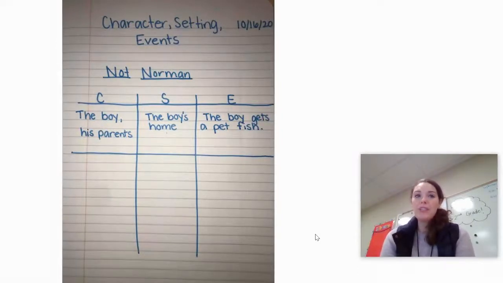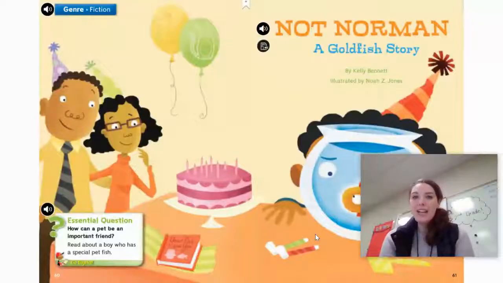At the beginning of the story, we saw the boy and his parents, and the setting was the boy's home. The event that happened was the boy gets a pet fish. Let me go back and show you that page again. Here is the title page. I know my picture box is a little bit in the way, but I see it looks like he's having a birthday party. His parents are there, there's a birthday cake, and he's getting a present, which was his fish. He doesn't look very happy about it. Let's go back to our chart.